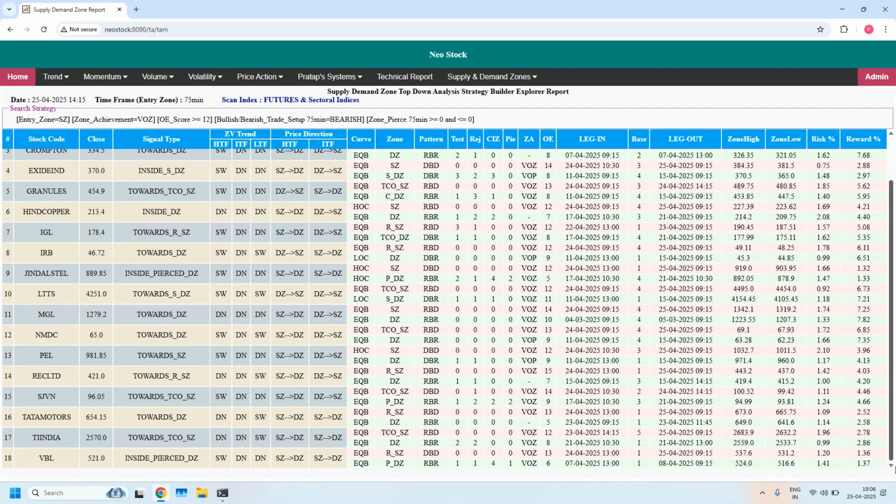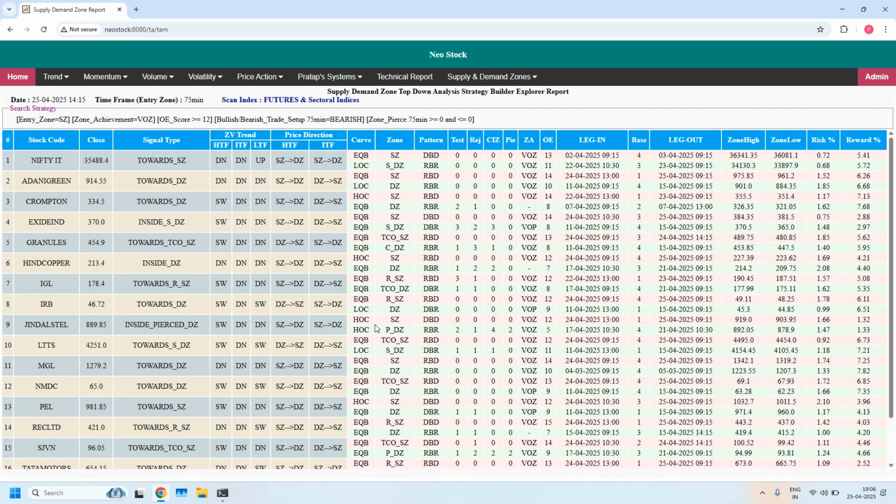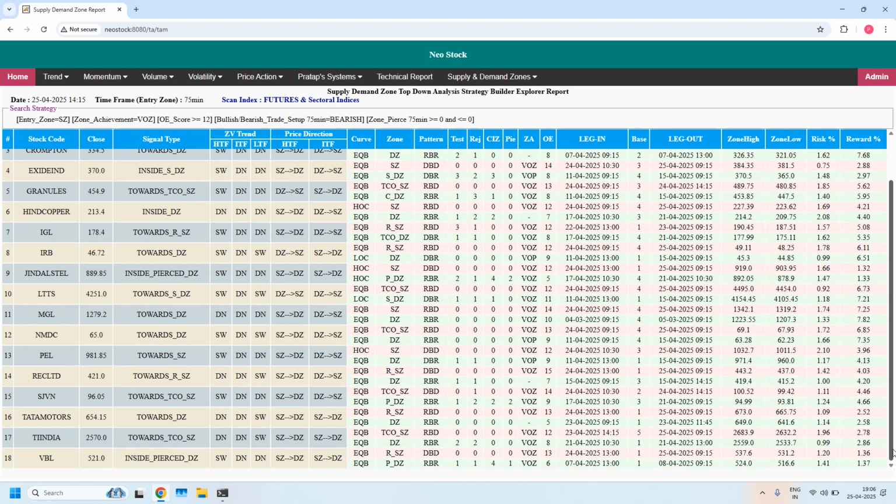We got a big list. Total we got 18 stocks. So first 15 stocks that are supporting bearish trade setup, weekly income trade. Scrolling the list down, total 18 stocks are filtered. In all these 18 stocks, these entry time frame zones are 75 minute supply zones, because entry time frame is 75 here.